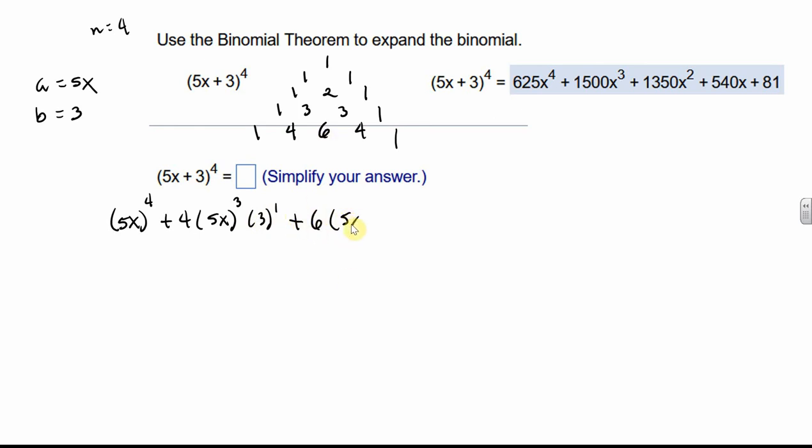And then parentheses 5x, its power is going down. Then the second term, which is 3, its power is going up. Then plus 4, the coefficient, times 5x, power is going down to the first. And then this is plus, the coefficient is 1, no more 5x because the power there goes down to 0. And then this is the 3 to the, I think I missed it here, I'm sorry. This is 3 to the third, and then this is plus 3 to the fourth.